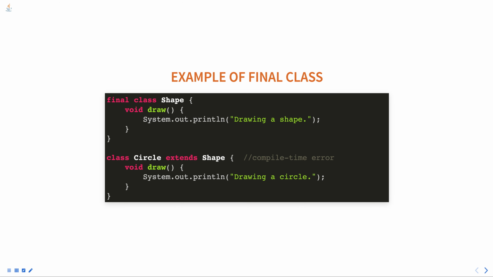A final class example. In this example, the class Shape is declared as final, so it cannot be subclassed by Circle. It is important to note that a final variable can be assigned a value only once, and a final method cannot be overridden by a subclass, and a final class cannot be extended.